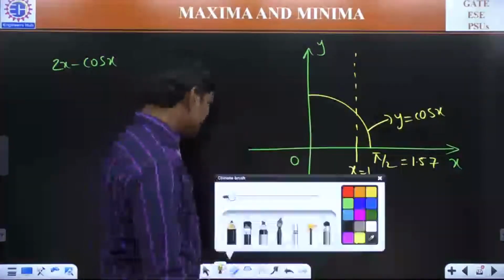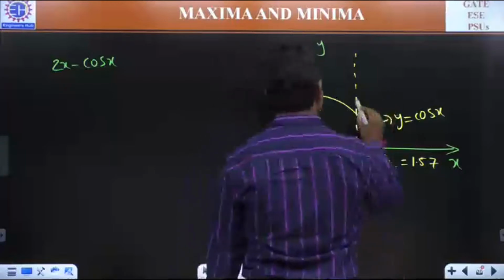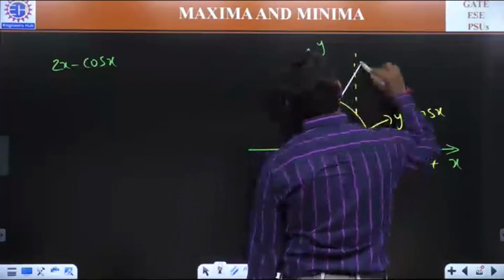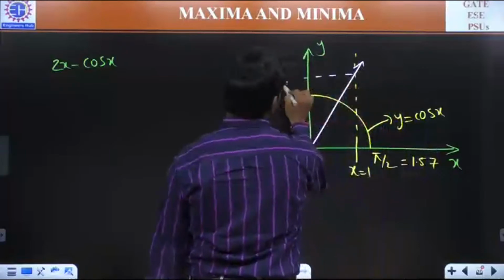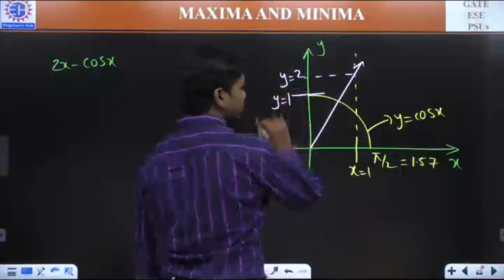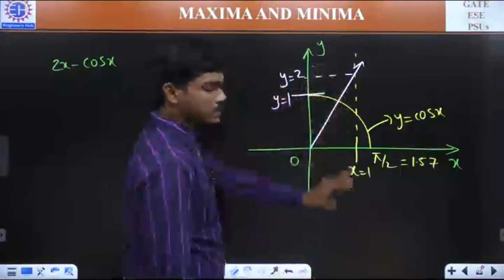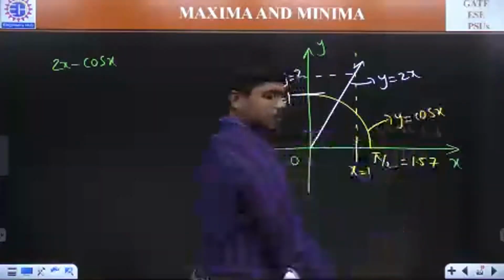Now if you try to draw y is equal to 2x, this could look something like this. Correct? Because at x is equal to 1, the y value should be 2. But here the maximum value of cos x is y is equal to 1 only. This is what the graph looks like, of y is equal to 2x and y is equal to cos x.